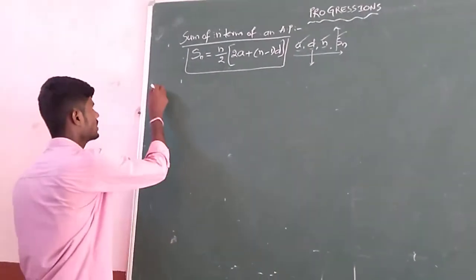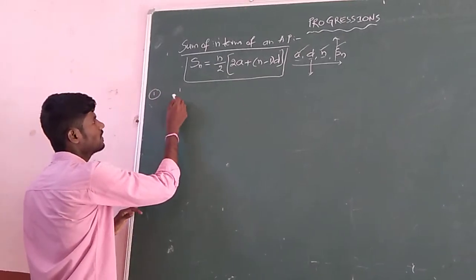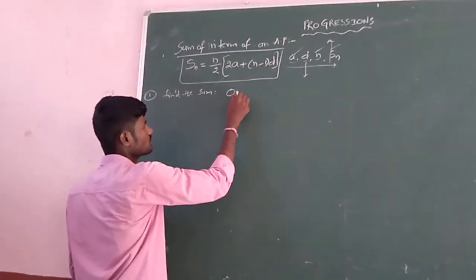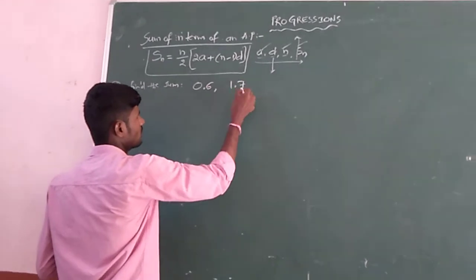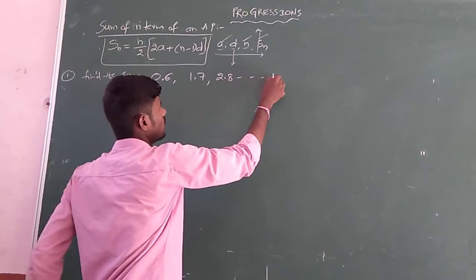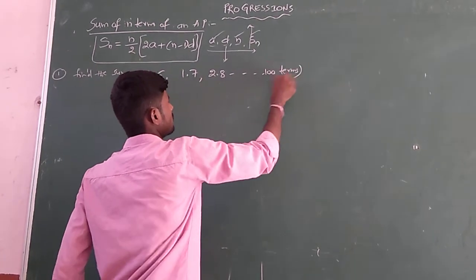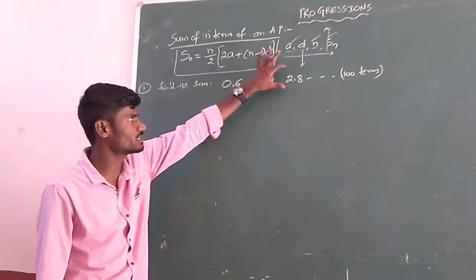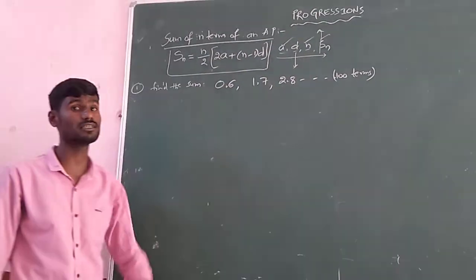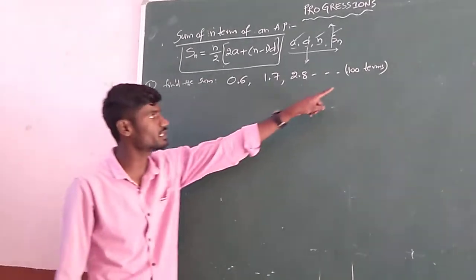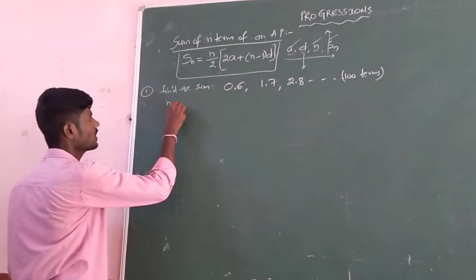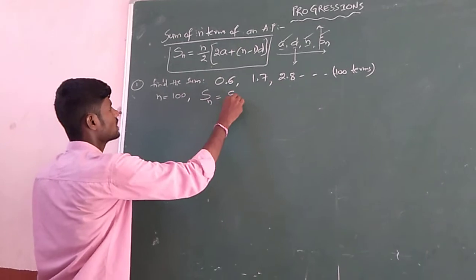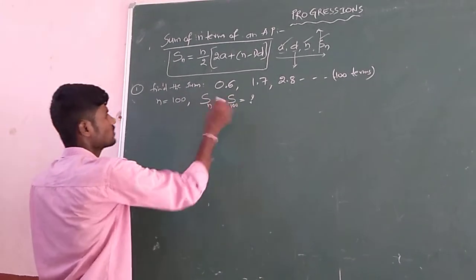Let us see an example. In an AP, find the sum of 0.6, 1.7, 2.8, and so on, up to 100 terms. So we have to find the sum of this AP. What is the AP? 0.6, 1.7, 2.8. Up to how many terms? 100 terms. The number of terms is 100, which means the n value is given as 100. What they are asking is the sum, S suffix n, that is S100. That is the question.